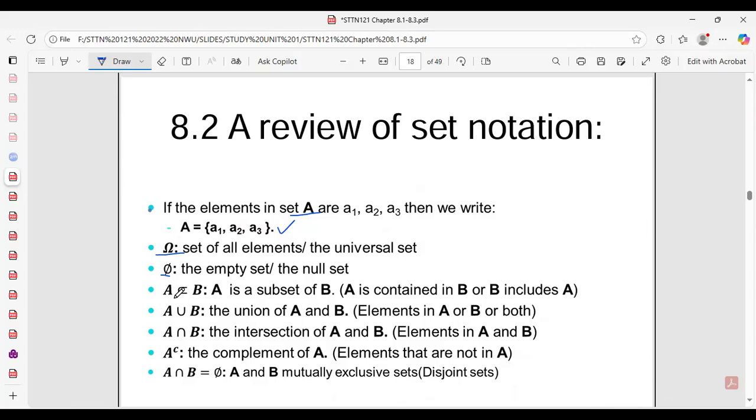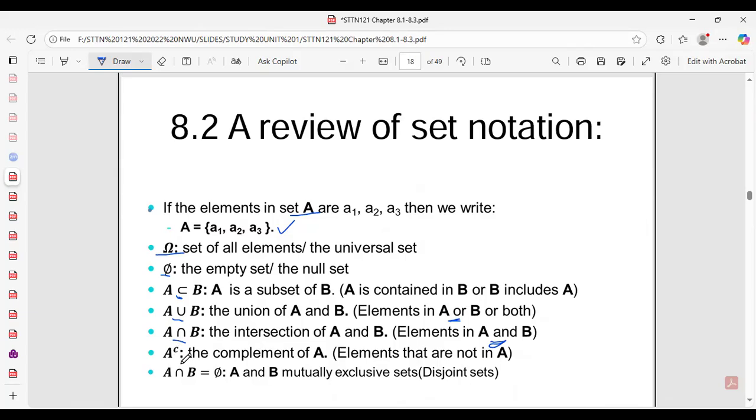This symbol shows that A is a subset of B, or that A is contained in B. You will see this when we do the questions. Then this one is a union. It means A union B. For the union, we can also use OR. Please also check that this one is the intersection, it's AND. The intersection of A and B, we use AND here.